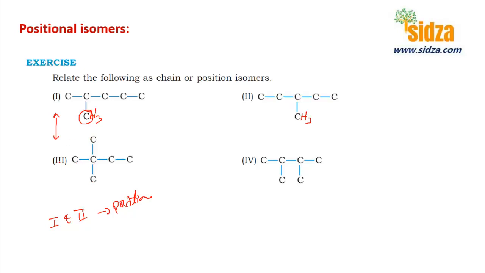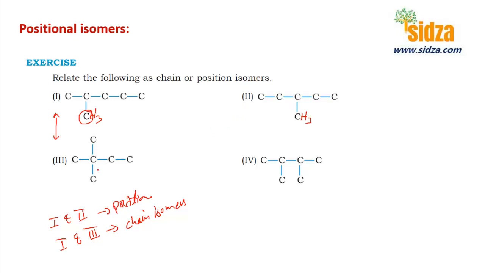So the first and the third will be chain isomers, not position isomers, right? These are the chain isomers. So you can say the first and the third are chain isomers.